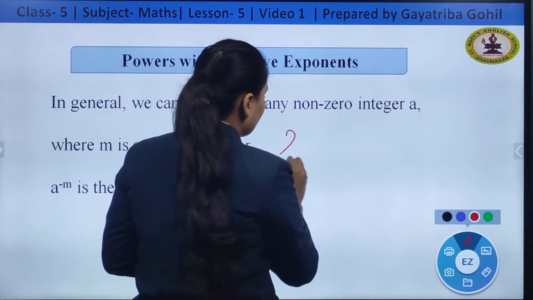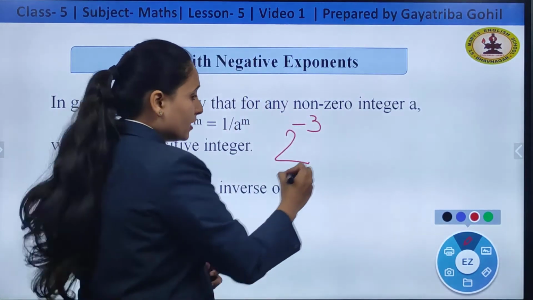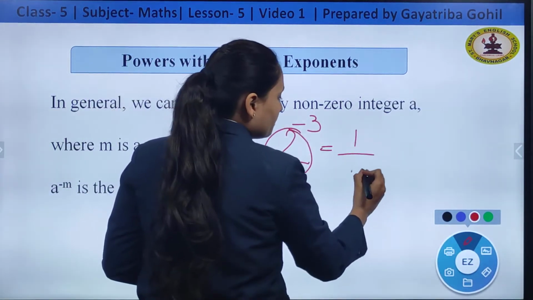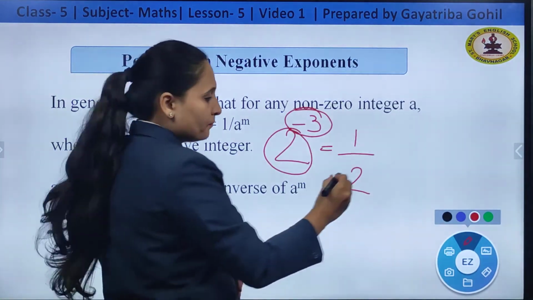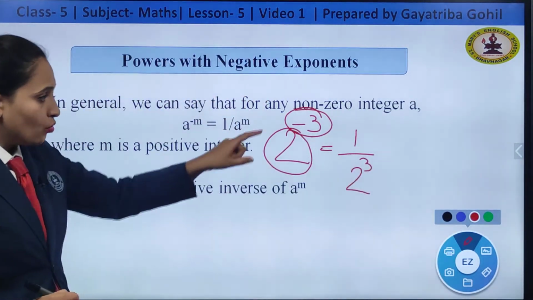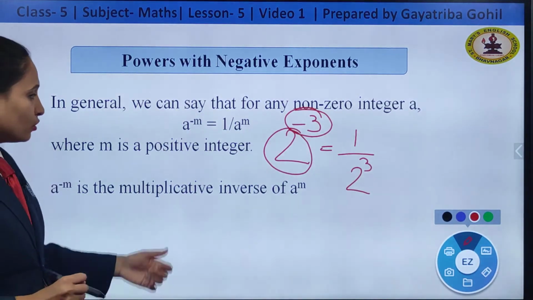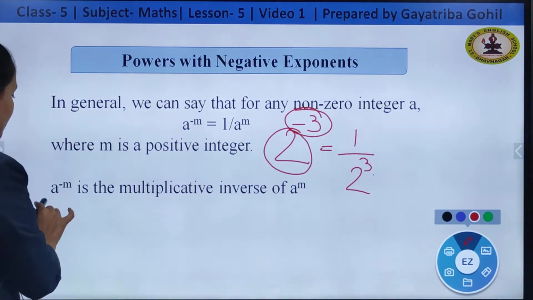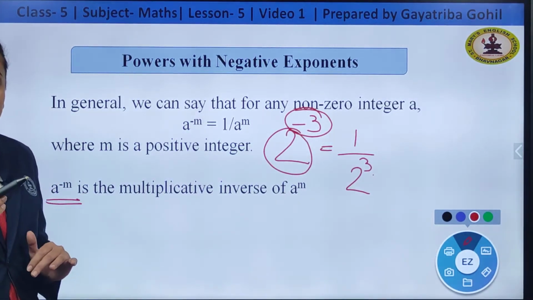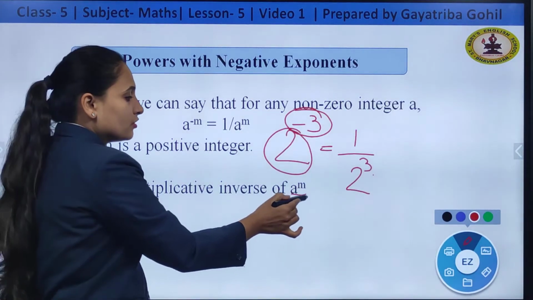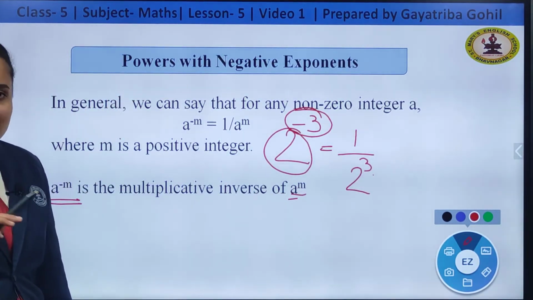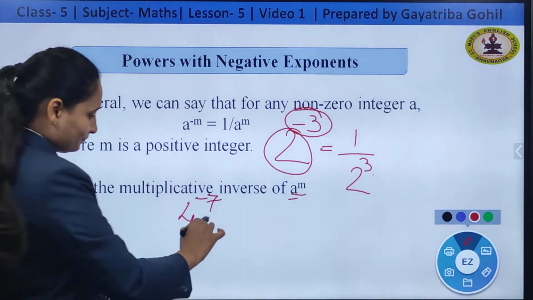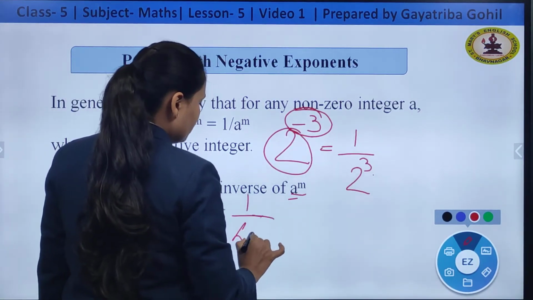For example, I have 2 raised to minus 3. So I can write it like this. Write the reciprocal of 2. It will be 1 upon 2, and this negative power will now become positive. So the answer will be 1 upon 2 raised to 3. So over here now see, m is a positive integer. Now it can also be said that a raised to minus m is the multiplicative inverse or reciprocal of a raised to m. What is the meaning of multiplicative inverse, children? Reciprocal. Now tell me, 4 raised to minus 7. How do we write this? It will be 1 upon 4 raised to 7.